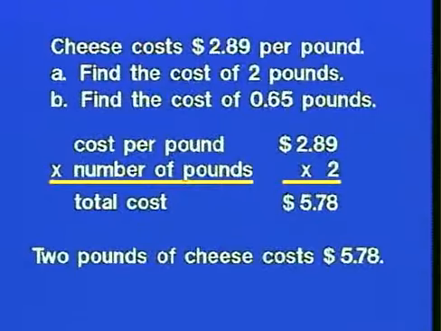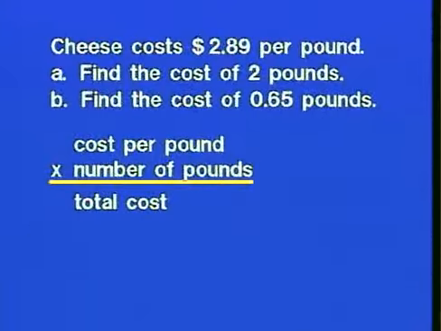Now, the reason I put this problem into the mix is because of the B part. It says find the cost of 65 hundredths pounds of cheese. You see, usually we have problems in this arena where we're given some whole number of pounds. Well, it doesn't make any difference whether you're given a part of a pound or some whole number of pounds or some mixed number of pounds. It really doesn't make any difference. The idea is exactly the same.